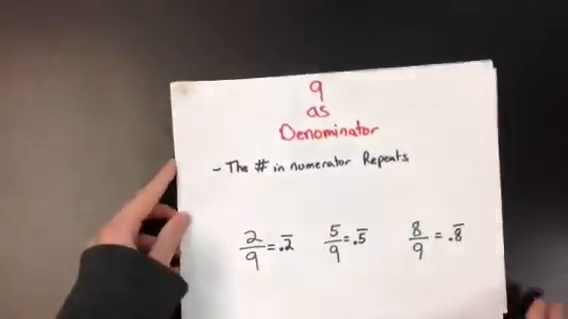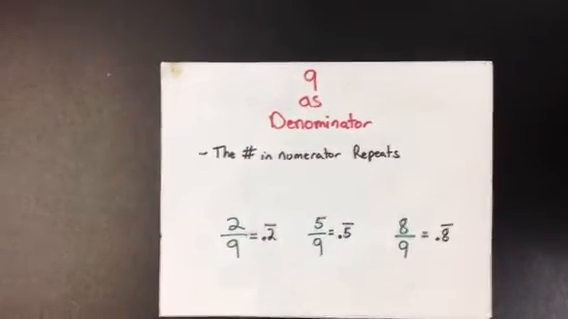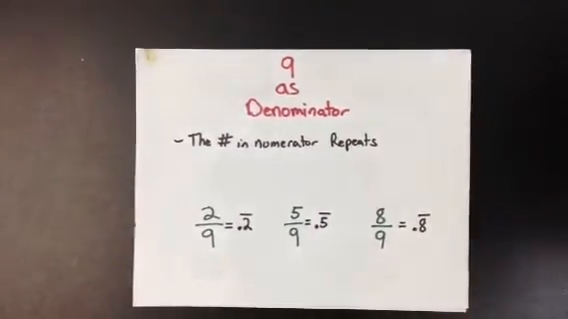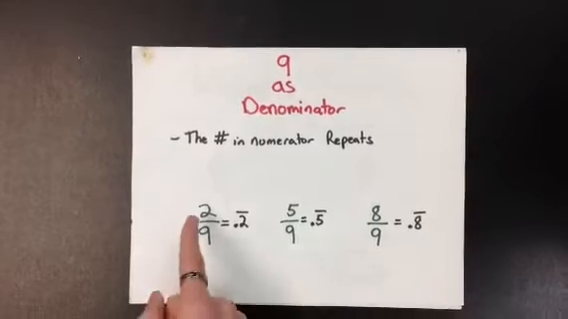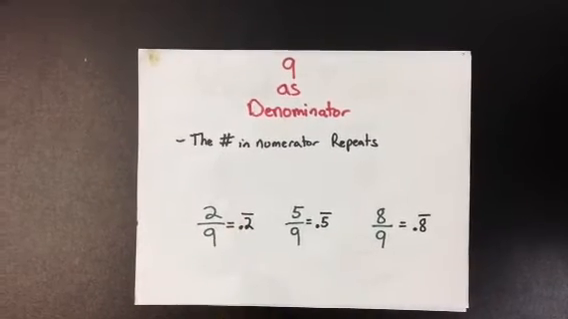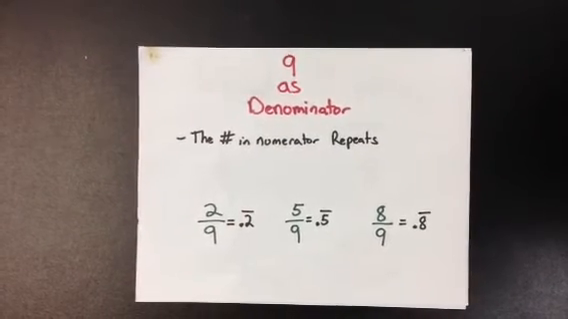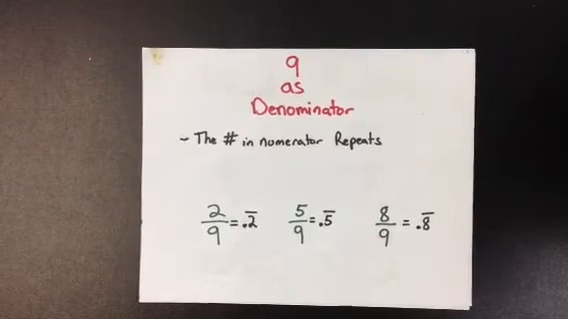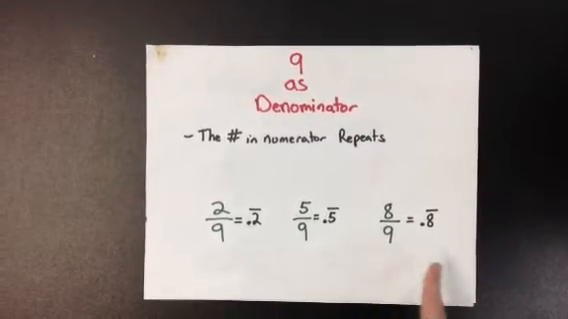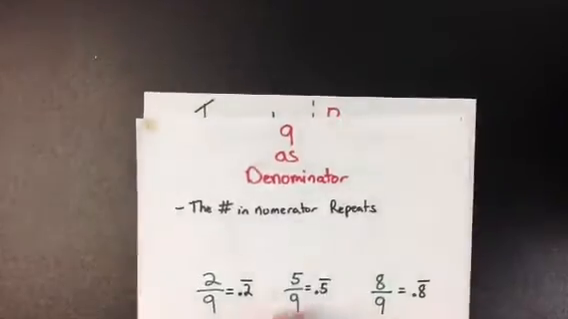9 as a denominator. The number in the numerator repeats. 2 over 9 would equal 0.2 repeated. 5 over 9 would be 0.5 repeated, and 8 over 9 would be 0.8 repeating.